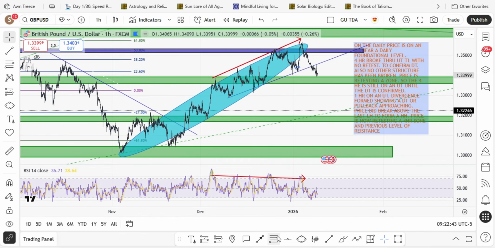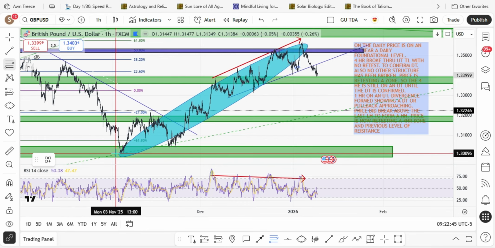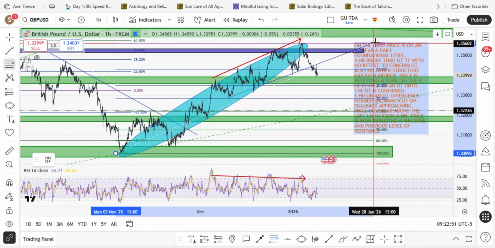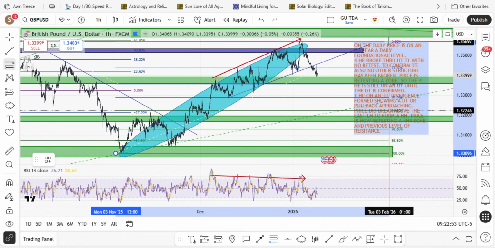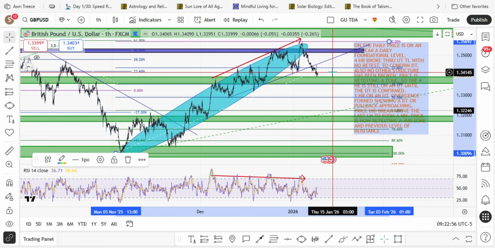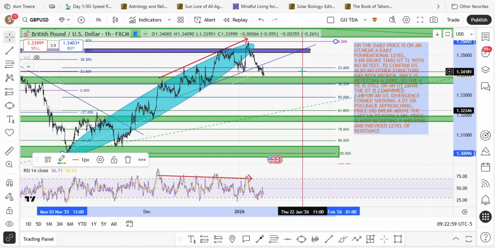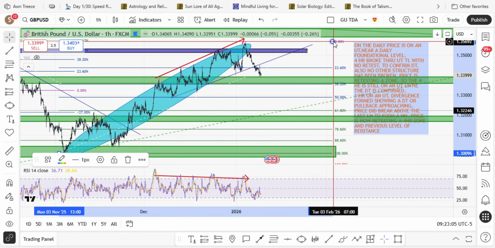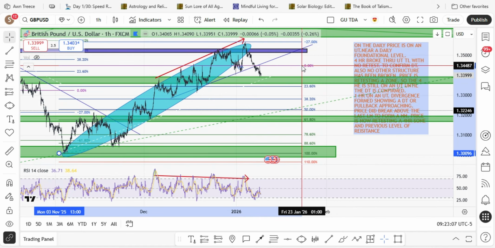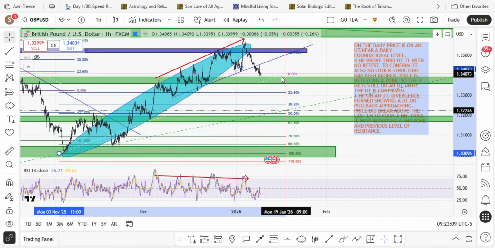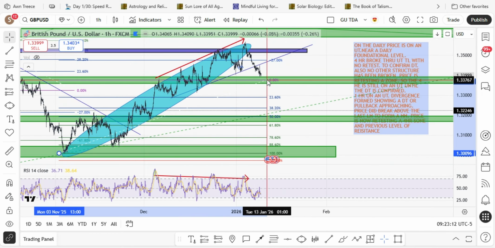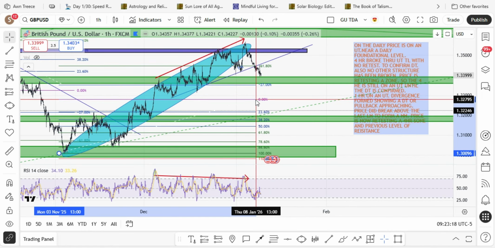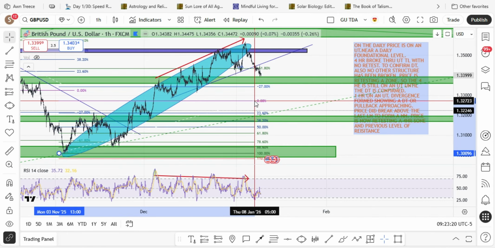Are any of these pullbacks large enough for a fib? Yeah. Okay. This last pullback here, barely. I mean, it hit 23. Let's see. Yeah, all these pullbacks are 23. Yep, all of them.